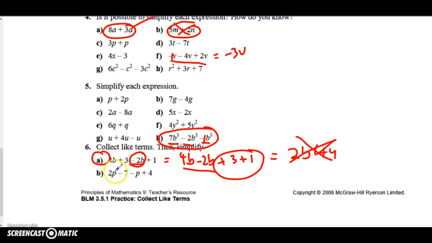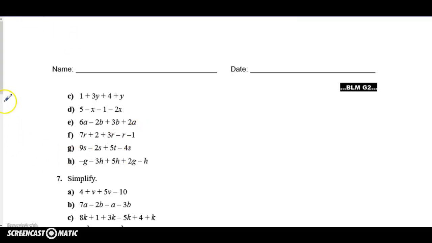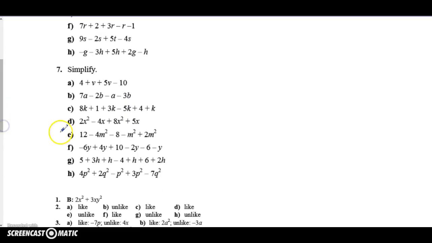That was right. Okay, here, collect these terms. 2 minus 1 is 1. Minus 7 plus 4 is minus 3. Okay, so that's that. More of the same on this page. And examples that we don't have here are things like this.